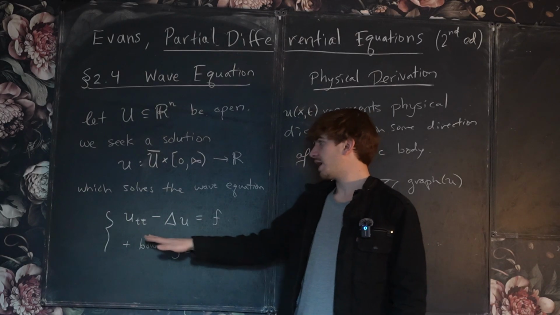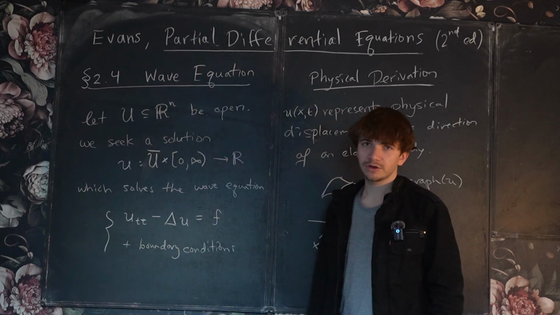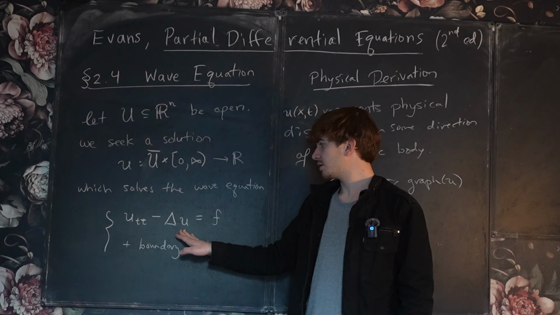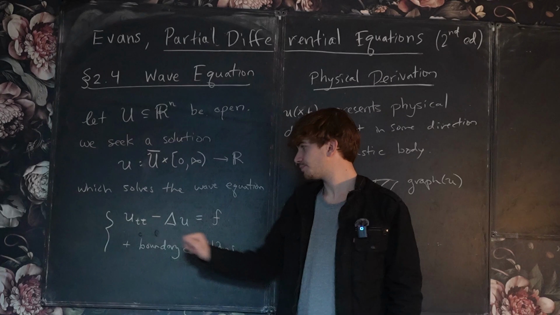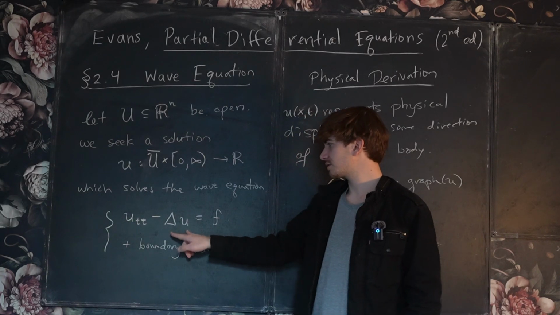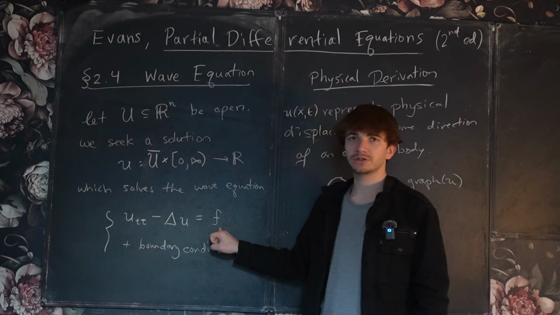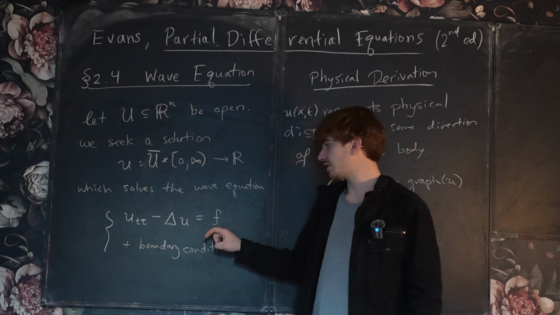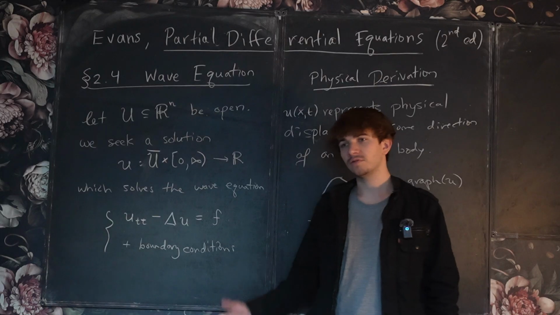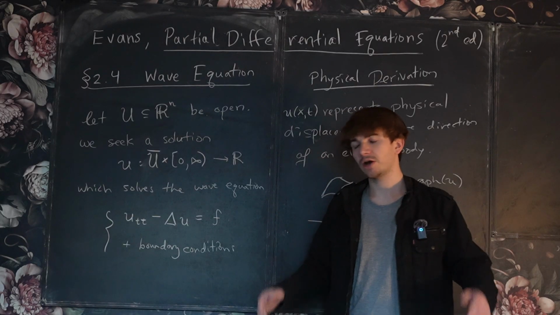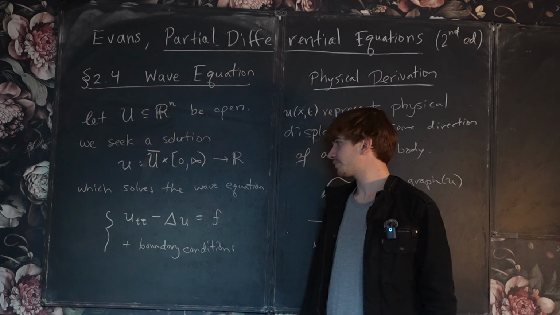So we ask that the second time derivative minus the Laplacian of u, and this is sometimes known as the D'Alembertian operator, is equal to some external forcing term f, which is specified in advance, and then some additional boundary conditions that u needs to satisfy on the boundary of the set U.